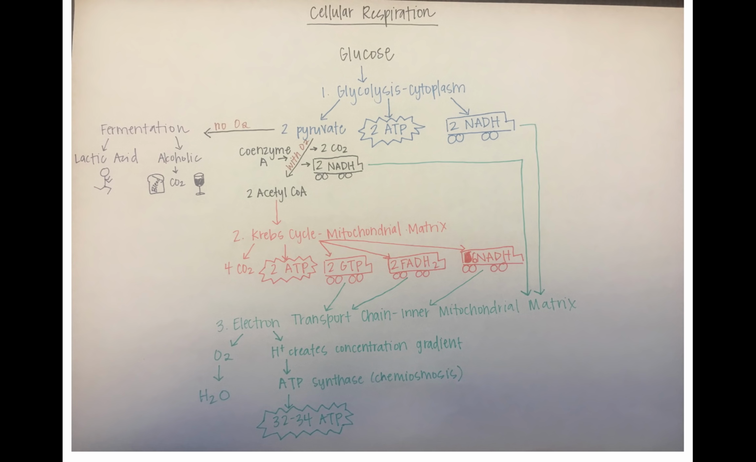So you're going to add this to your diagram. Off of your 2 pyruvates, you are going to draw a new arrow and say that no oxygen is present. It's anaerobic, and it's going to go through the process of fermentation. You need to be familiar with the 2 types of fermentation. There's lactic acid fermentation, which happens in animals, and it produces lactic acid. And then there's alcoholic fermentation, which happens in plants and yeast. Alcoholic fermentation is going to produce ethyl alcohol and carbon dioxide.